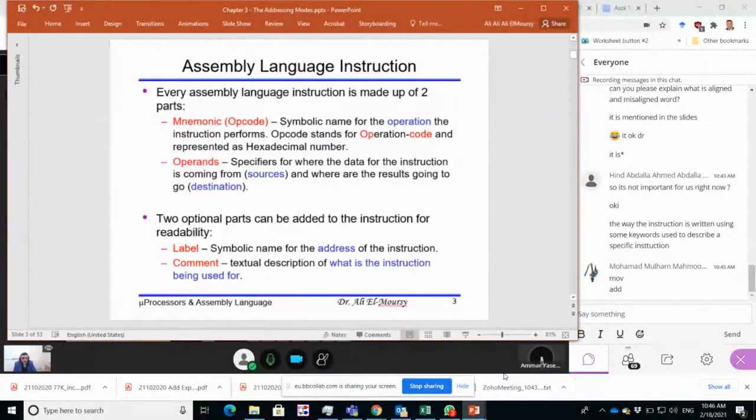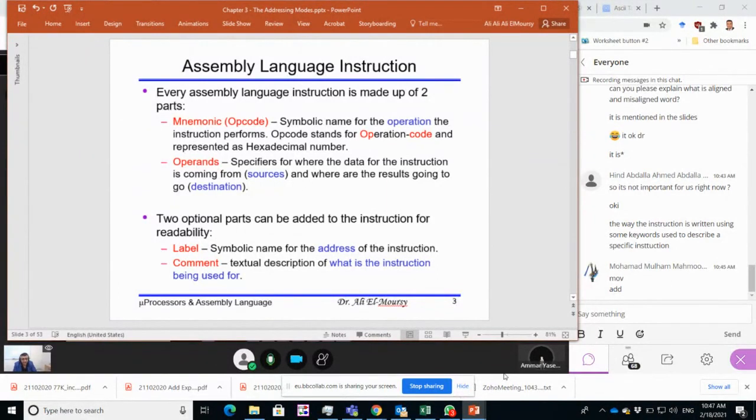Okay. Each instruction contains what? Two main parts. The opcode or the mnemonic and the operands, which are the variables the operation should be applied on. In addition to those two essential parts of any instruction, we have also what's called the label and the comment. What is label and what's comment? We will discuss each of them.